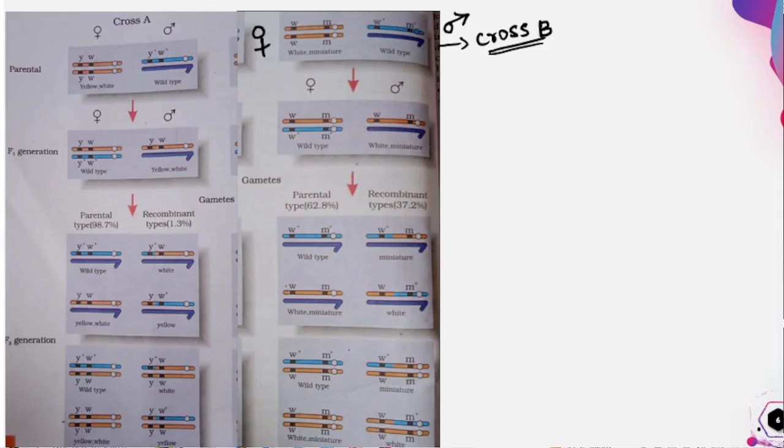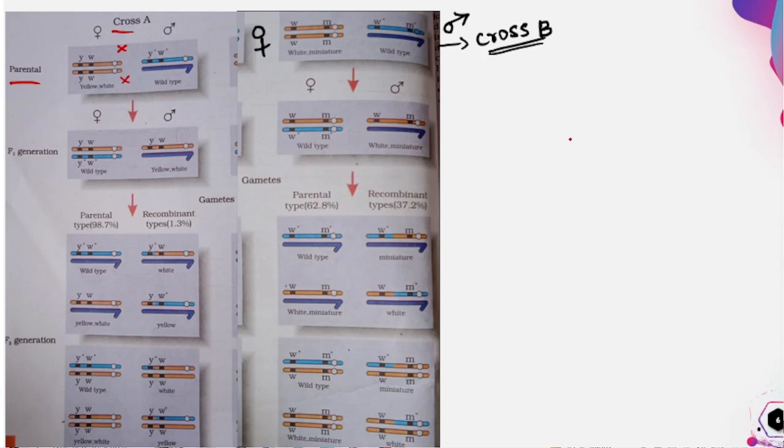Listen here. Now we are going to see the diagrammatic representation of it, and we are going to study it using the diagram, so you can have better clarity. So let us do it. See, this is cross A. First we have the parent. You know that this is the female, right? It has a yellow body and white-colored eyes. It has the X chromosome.